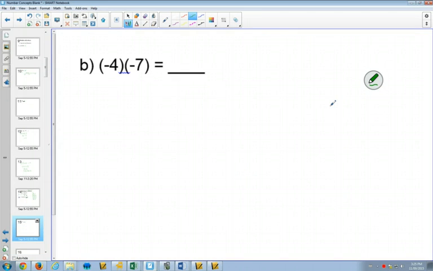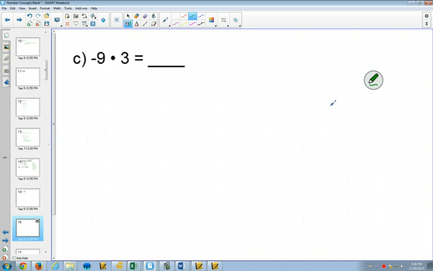Here's the next one for you to try. So see if you can multiply the numbers first and then decide, is it going to be a positive answer or a negative answer? It's going to be positive. 4 times 7 is? 28. So because it's a negative times a negative, it will be positive. What's 3 times 9? 27. And will this be positive or negative? Negative.